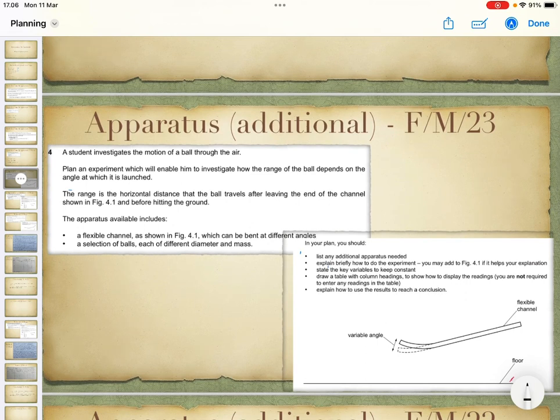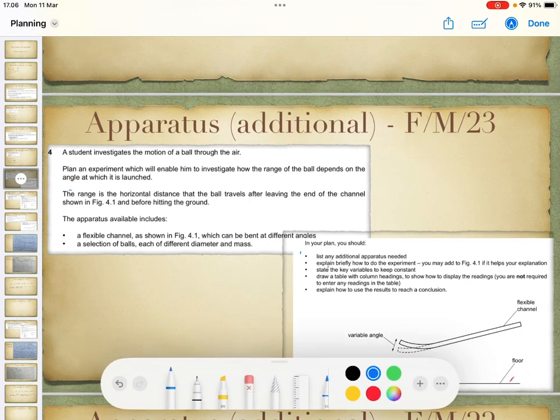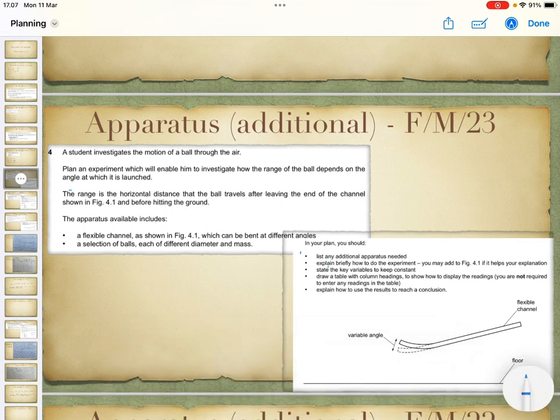A student investigates the motion of a ball through the air. Okay, plan an experiment which will enable the student to investigate how the range of the ball depends on the angle at which it is launched. So you remember, this is our keyword. Why do we need to note this down? Because at the end of the experiment your conclusion is going to be about this statement.